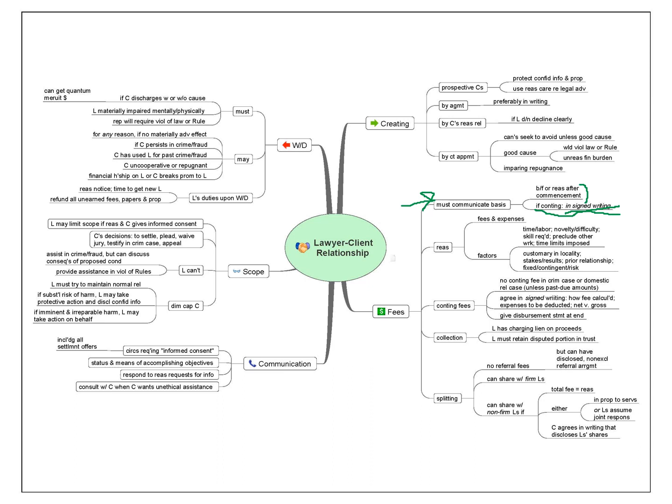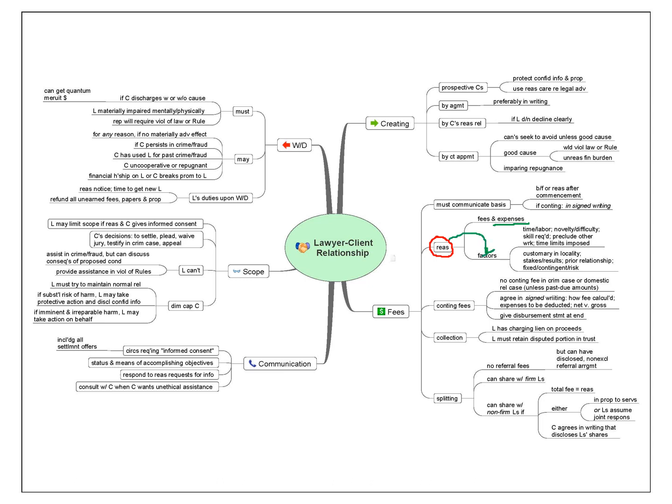Signed writing. I can't emphasize that enough, that this is a signed writing that is required in order to enter into a contingent fee agreement. All right, the overarching principle is that all fees must be reasonable. And that's not just fees, but it's fees and expenses. How do you determine when a fee is reasonable?